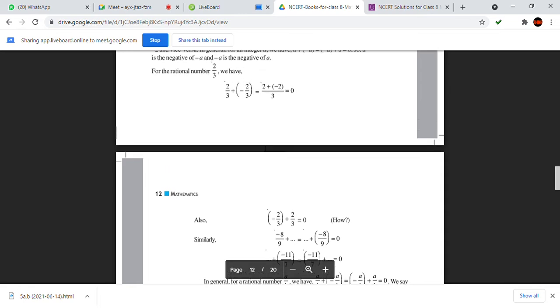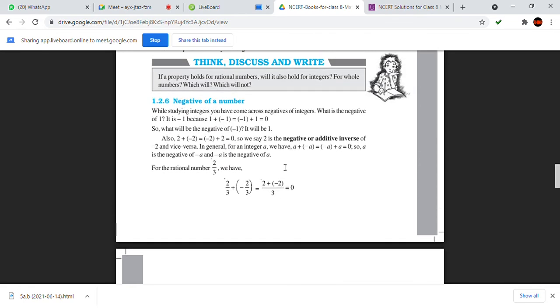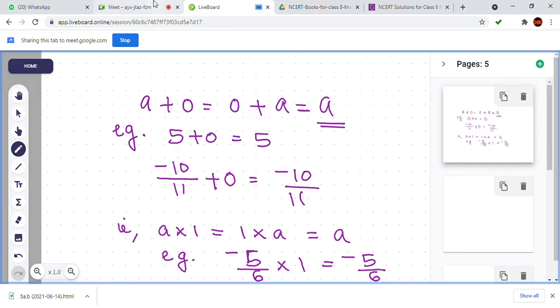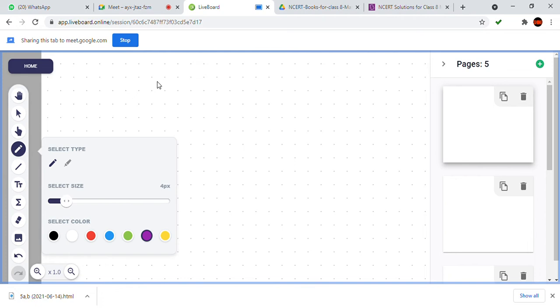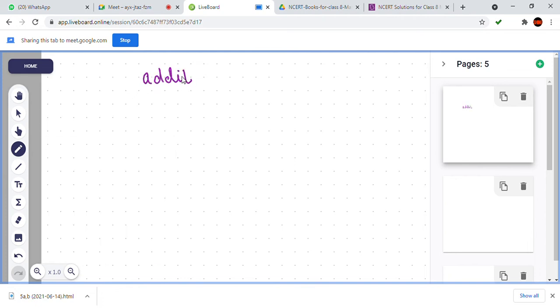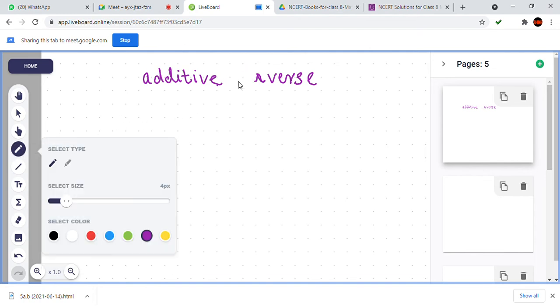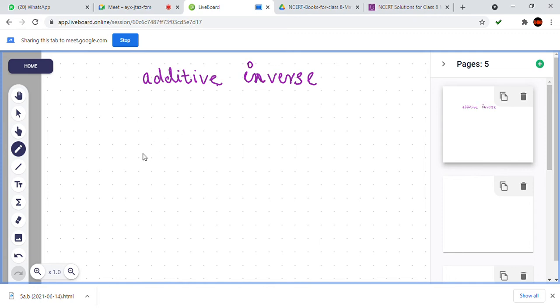Next heading: negative of a number. Below you write: negative of a number is known as the additive inverse of that number.